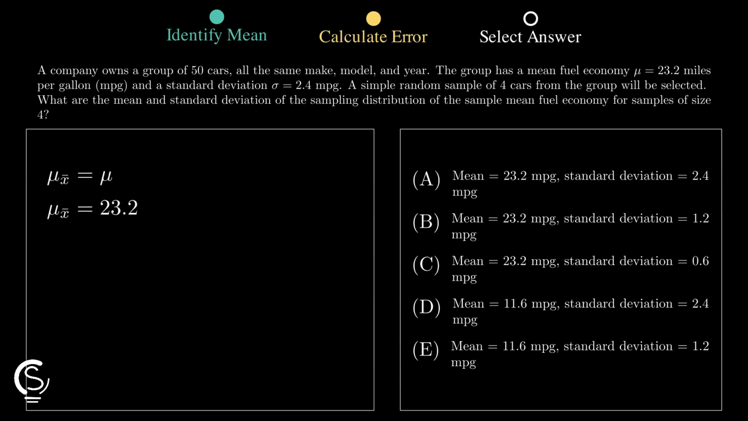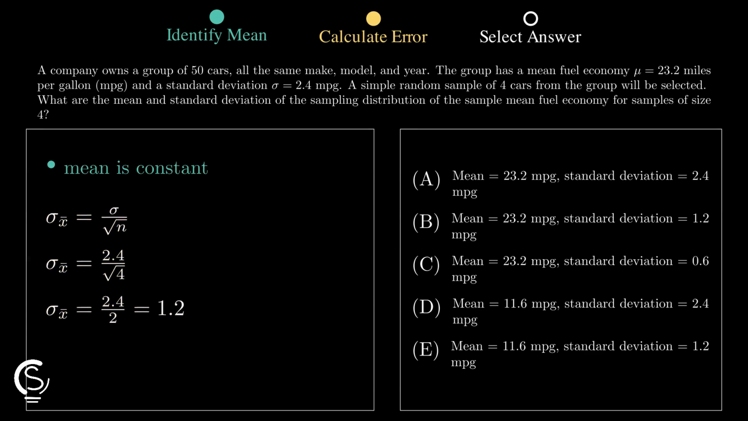To find the standard deviation of the sample mean, divide the population standard deviation by the square root of the sample size. 2.4 divided by 2 equals 1.2.